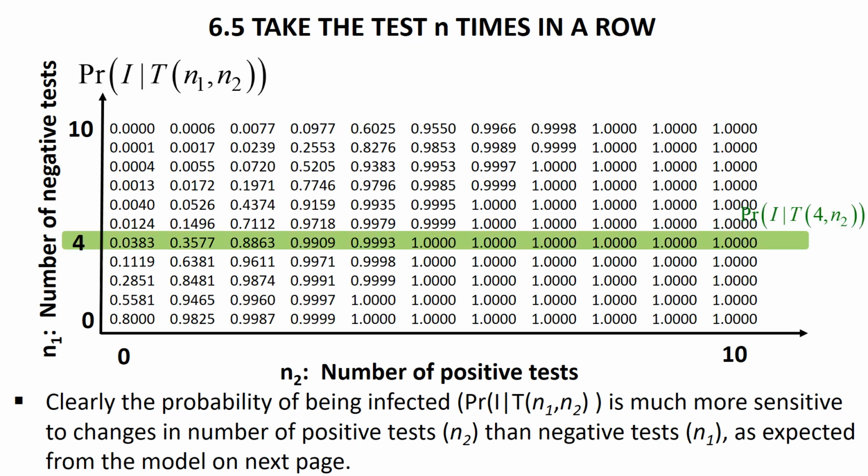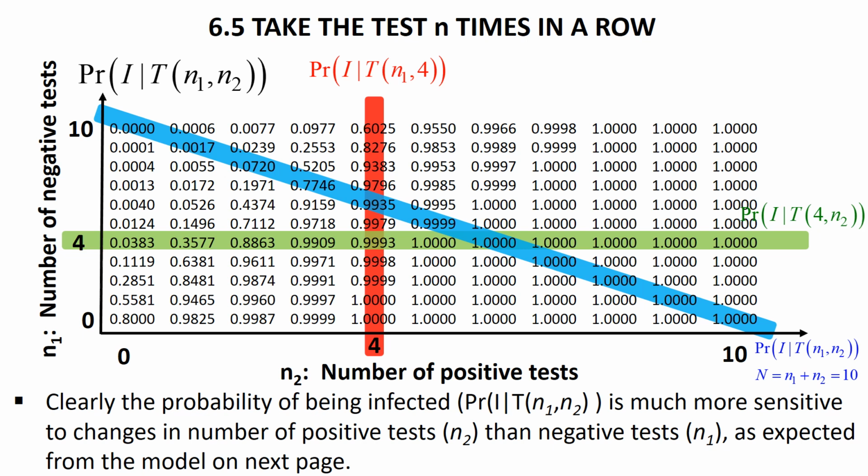So if I set the number of negative tests to 4, and I move to the right, increasing the number of positive tests, you can see that it rises very fast going from left to right. But if I set the number of positive tests to 4 and I start increasing the number of negative tests, then it decreases much more slowly. Lastly, if I take a diagonal, what that is saying is that we're setting the total number of tests to n, in this case 10, so we keep the total number of tests fixed at 10 and we vary the number of positive and the number of negative tests.